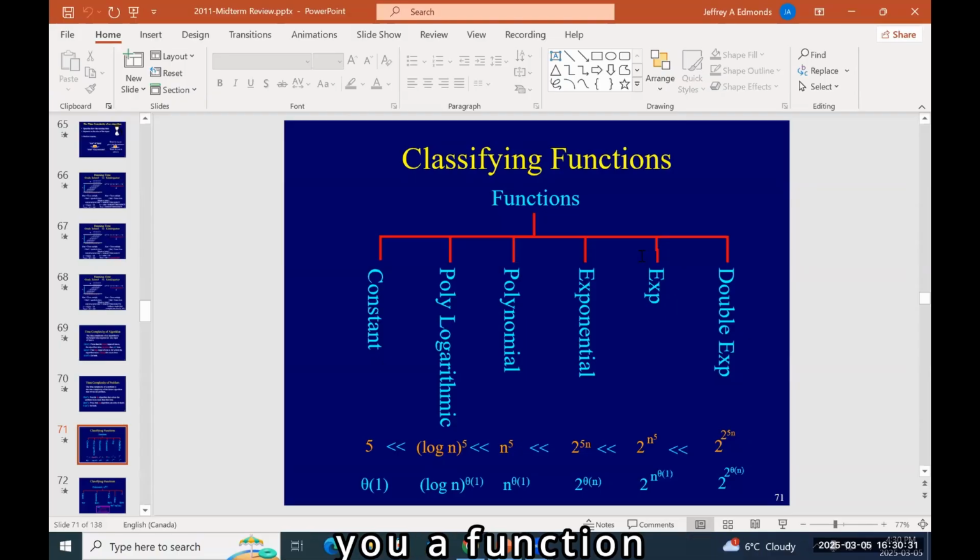If I gave you a function on a multiple choice question, for example, you should be able to tell me which one of these it's in. It's not that hard.